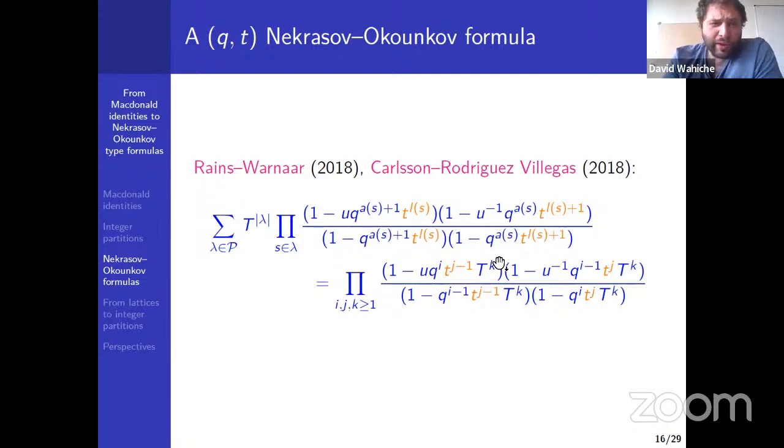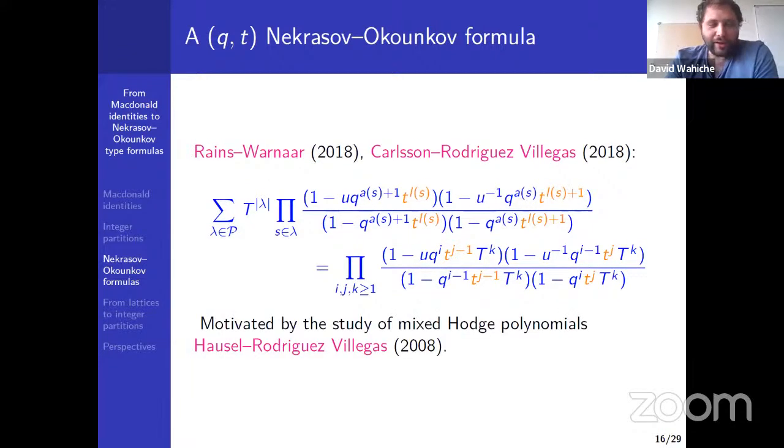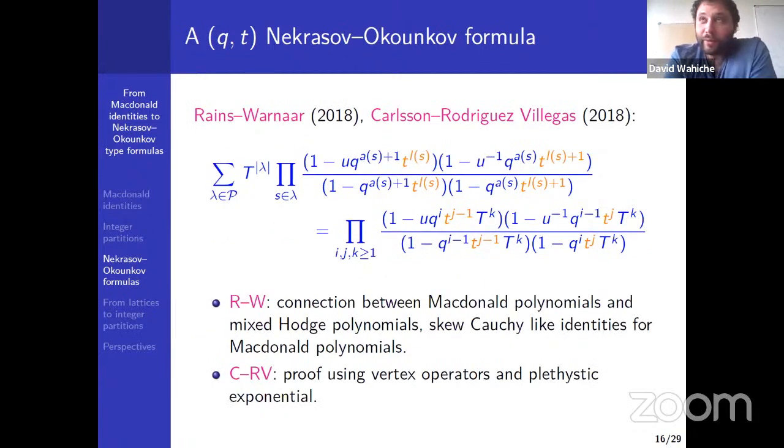Okay. So why did they come across this kind of formula? It was motivated by the study of mixed Hodge polynomials in a paper by Tamás Hausel and Rodriguez-Villegas. They wanted to solve some conjecture about some character varieties, and this is the case of genus 1. I'm not going to get into details within this talk.